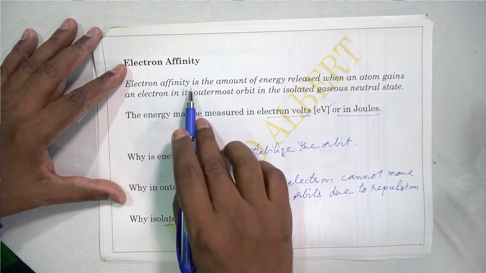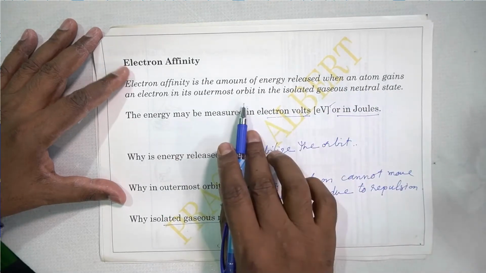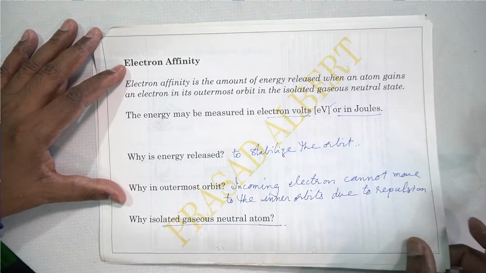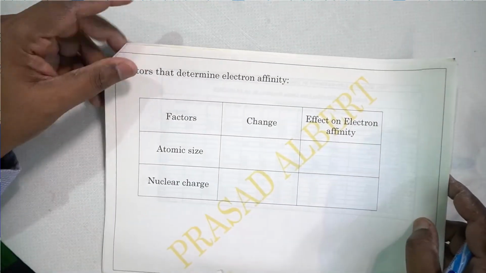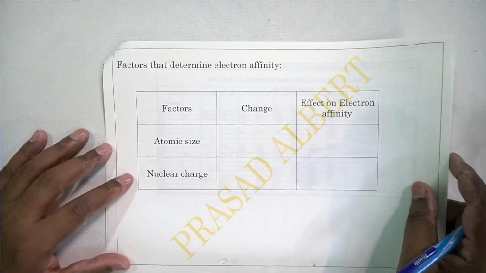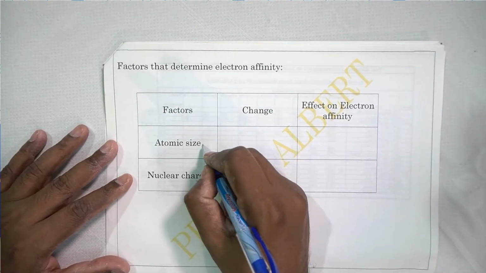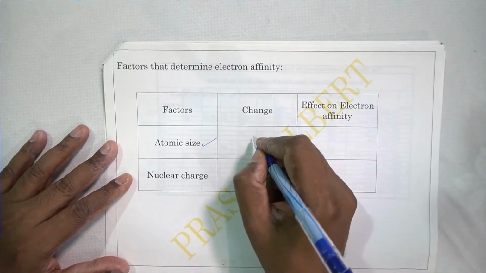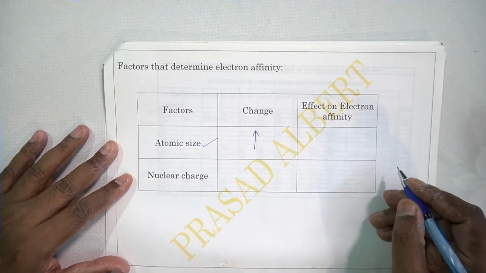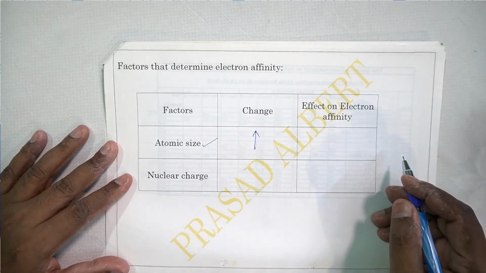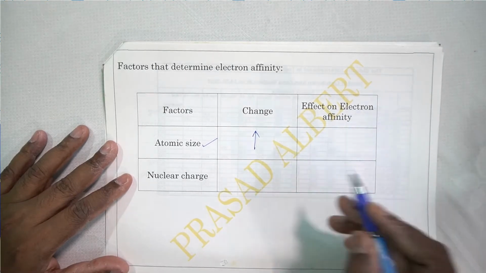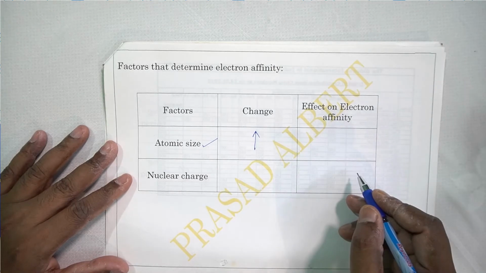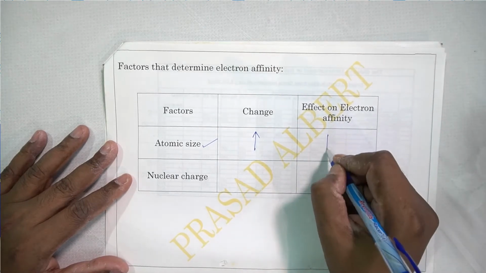The key point here is the amount of energy released when an atom gains an electron, how it varies across a period and down a group, and what are the factors that determine the electron affinity. That's what we are going to see next. Now, factors that determine electron affinity. The first one is atomic size. When the atomic size increases, the outermost orbit is far away. So when an electron comes in, the amount of energy released will be less.